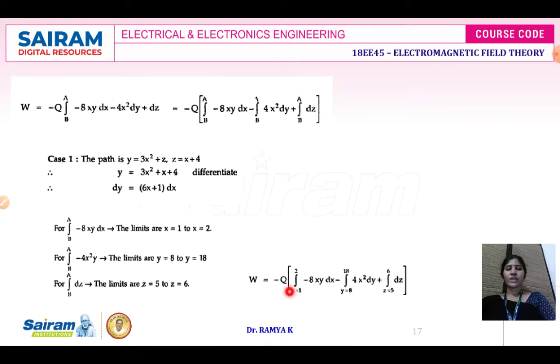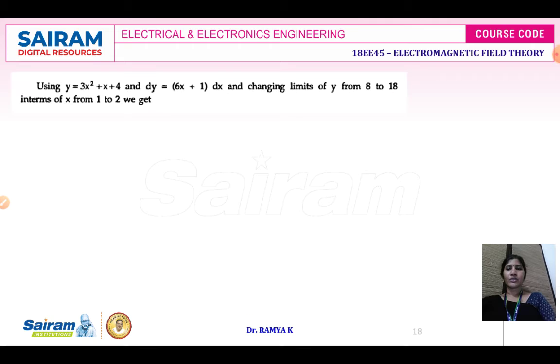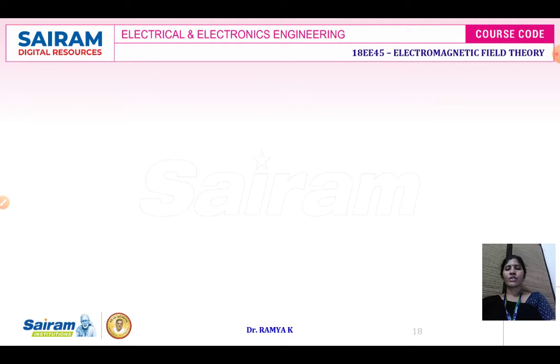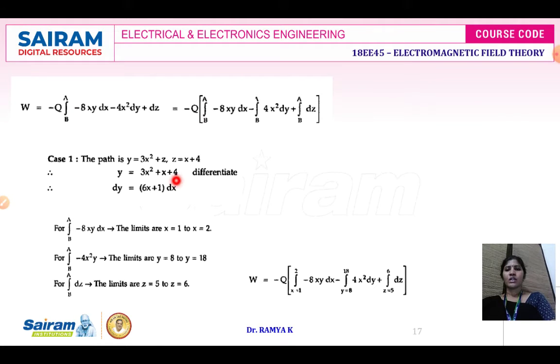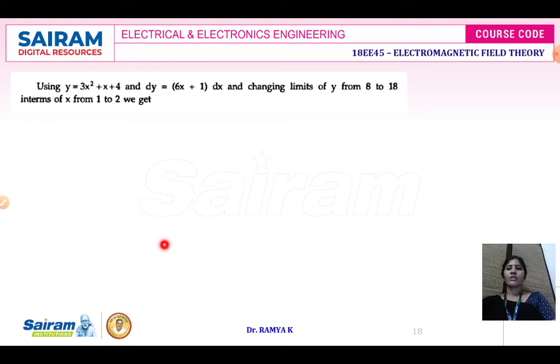After substituting by means of the straight line segment, you will get this particular answer. Here, when you check, using this, y is equal to 3x square plus z, and z is equal to x plus 4. So when you substitute z is equal to x plus 4, you will get y is equal to 3x square plus x plus 4.